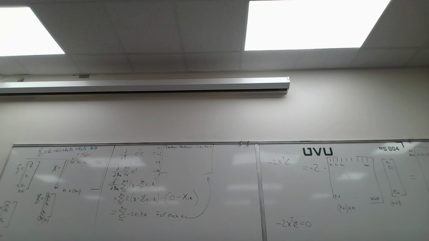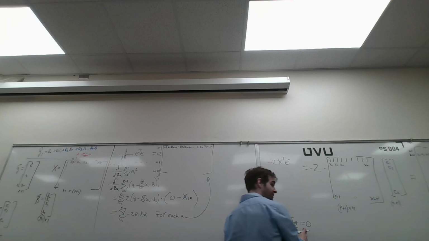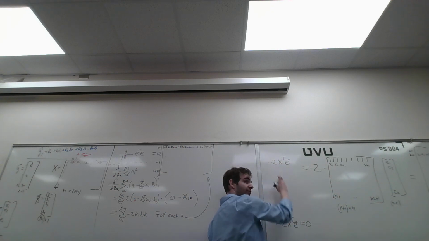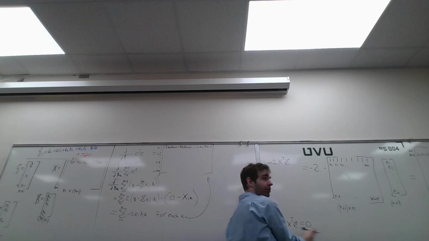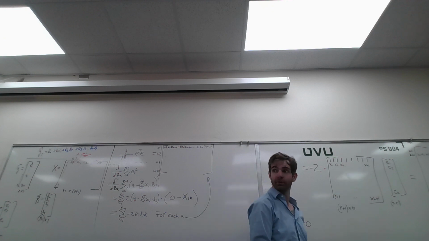Okay? Where its first derivative is 0 is the point where the actual function is minimized. That's what we're looking for. Okay, so if I set this first derivative, which is this, equal to 0, it should give me what I'm looking for.